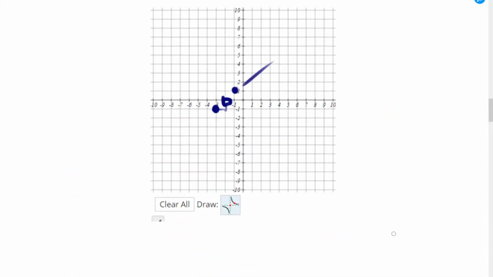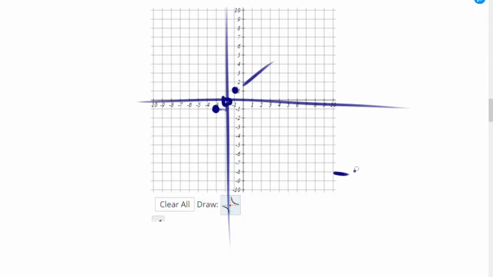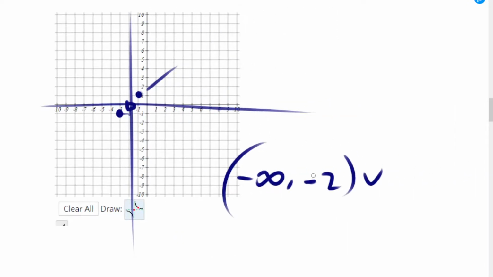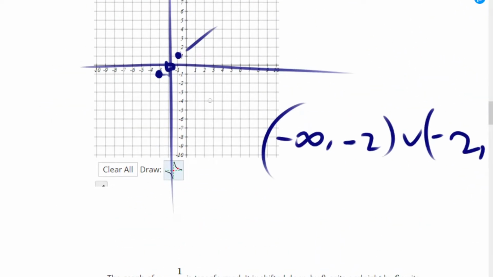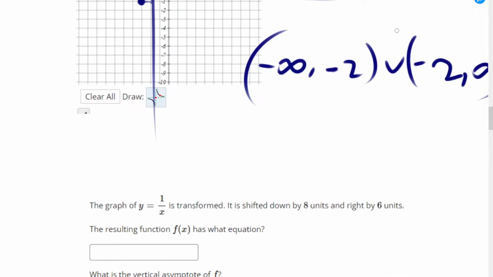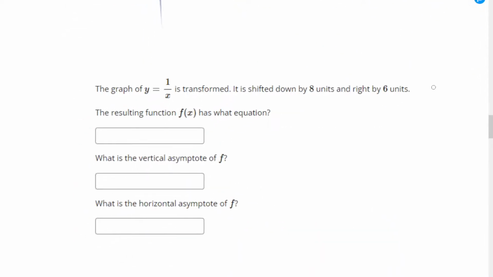If we were to think about domain and range, we know that our asymptote is intersecting these boxes. So our domain, it looks like it stops at -2. So -infinity to -2, and then -2 to infinity. Awesome. And then range would be 0 again. So -infinity to 0 and 0 to positive infinity.